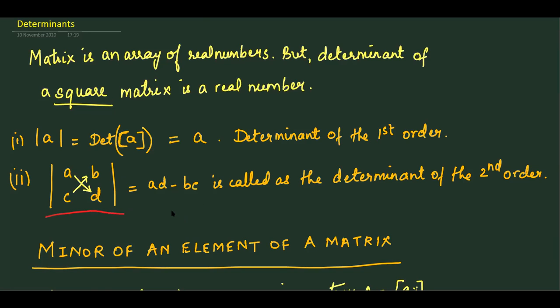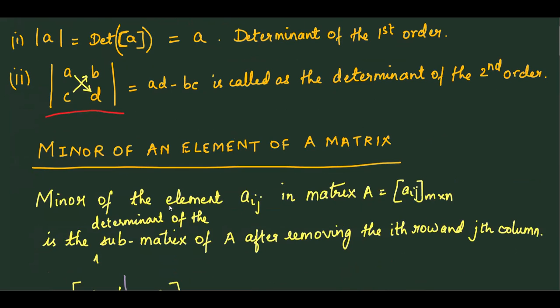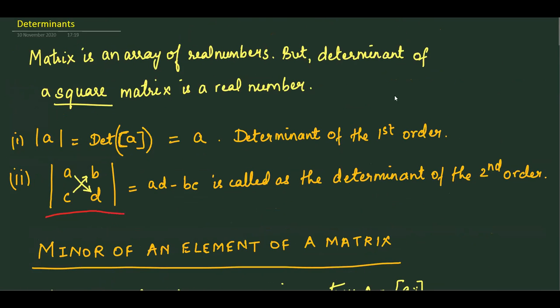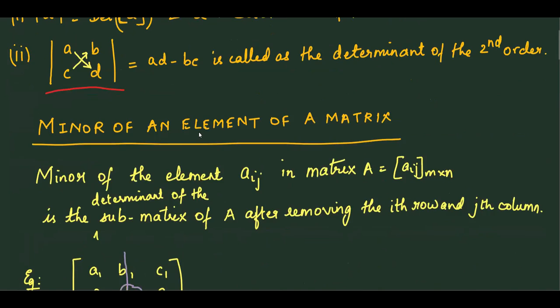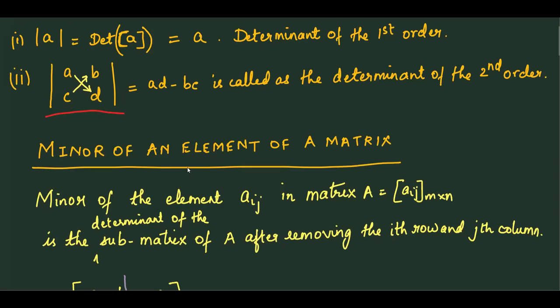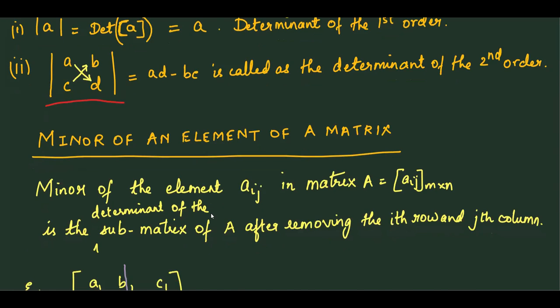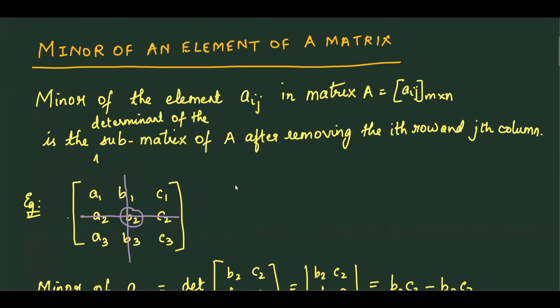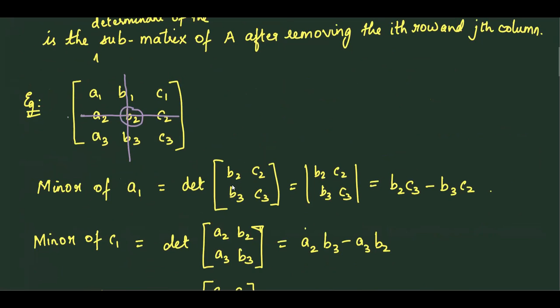Now, actually, we have to go for a general definition of a determinant. For that we have to understand minor. The minor of an element of a matrix is: you remove the particular row and the column containing that element, and you get a submatrix. You take the determinant of that submatrix. That is the minor.